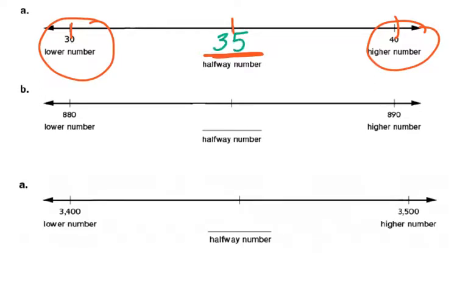It would be 35. Now, using that same number line, I want you to put a line where you think 37 would be. Where would 37 be? Go ahead and plot it on your first number line. So I know it's more than 35, but less than 40. So maybe right about here. Okay, now go ahead and erase that.